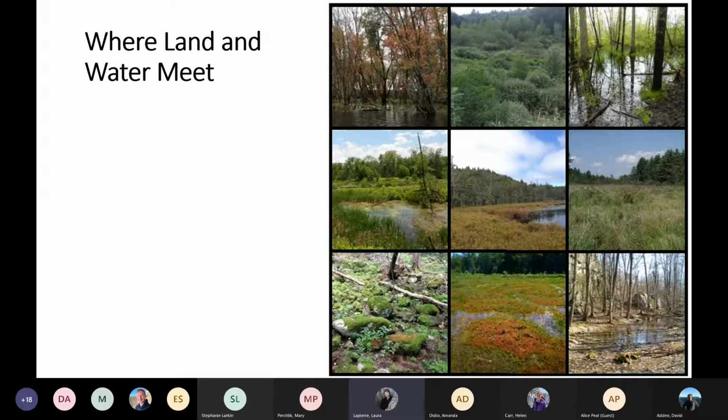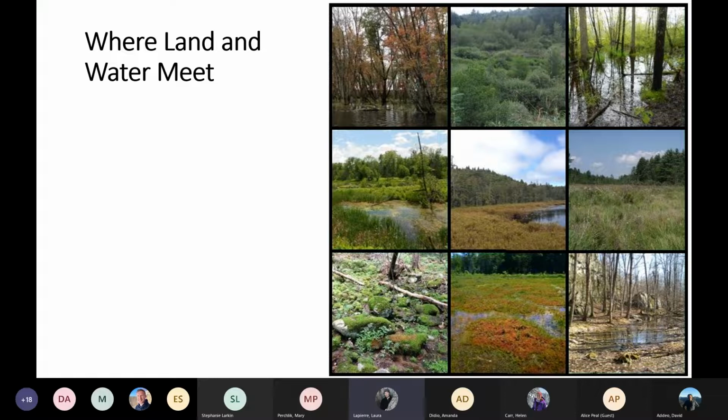Okay, so for starters, wetlands are where land and water meet. Wetlands are really diverse because they can be anything from a really deep water marsh to just a soggy meadow area, forested swamp. It could be a vernal pool, like this one displayed here, which is only saturated certain times of the year.